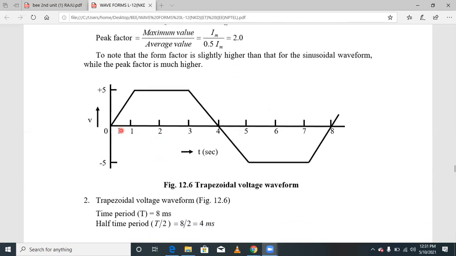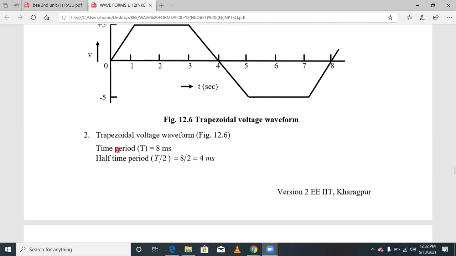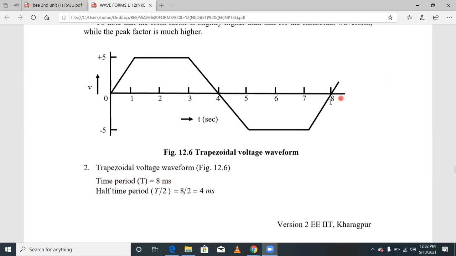For this trapezoidal waveform, 0 to 4 is the positive half cycle, and 4 to 8 is the negative half cycle. What is the time period here? 0 to 8 is the time period of this trapezoidal voltage waveform. The maximum value is +5 and the minimum value is -5. The time period T is equal to 8 milliseconds.